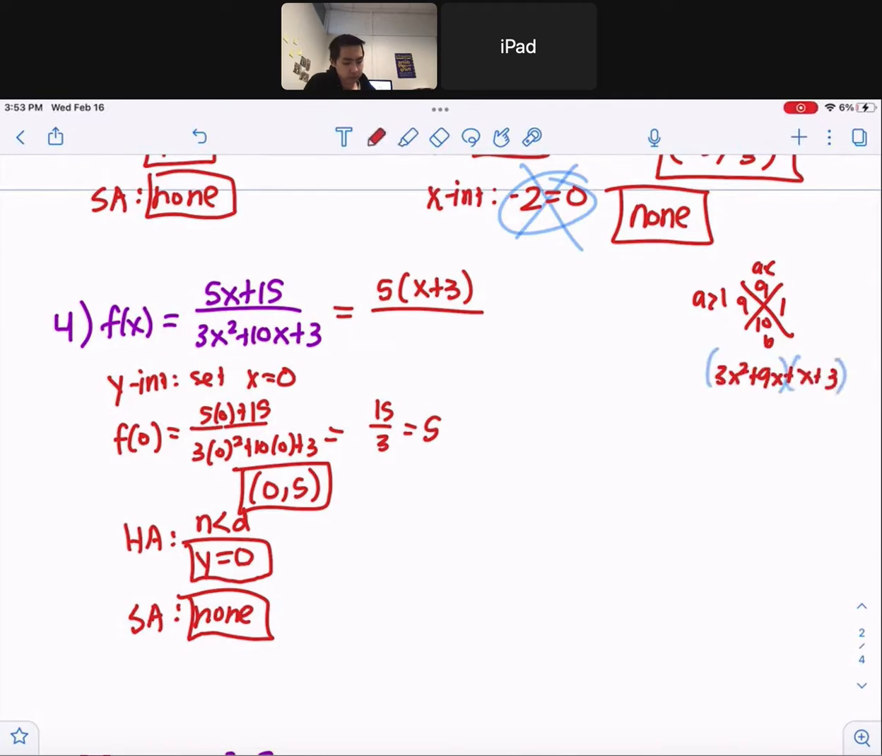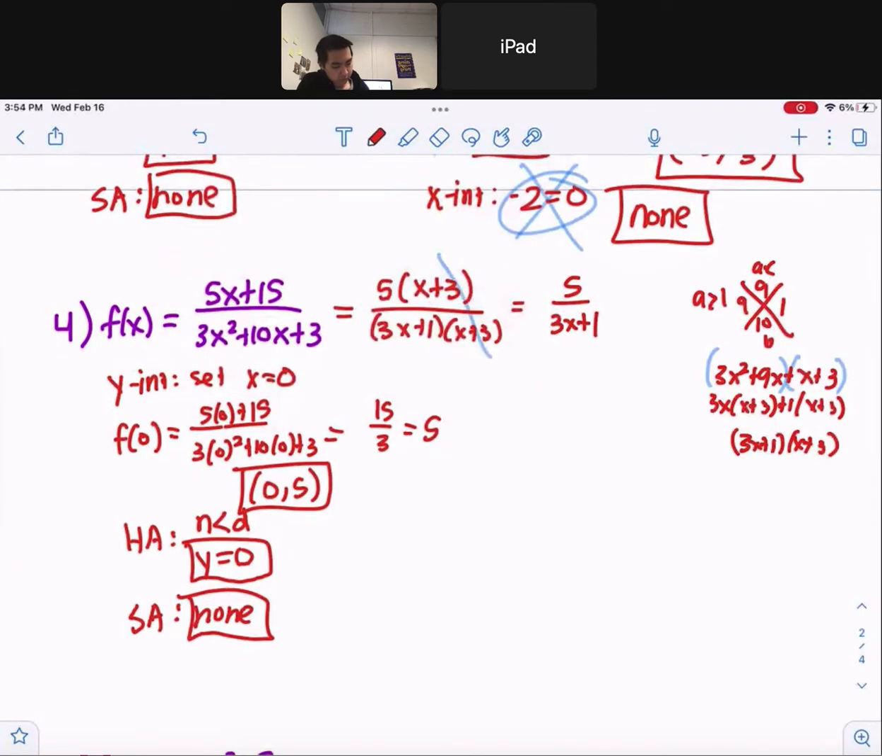Gotta group these, you guys. Factor out a 3x to get x plus 3. Factor out a 1 to get x plus 3. So 3x plus 1 times x plus 3. So that is going to be the factor of that one, you guys. And notice the x plus 3 is canceled, so we get 5 over 3x plus 1 as the reduced equation.